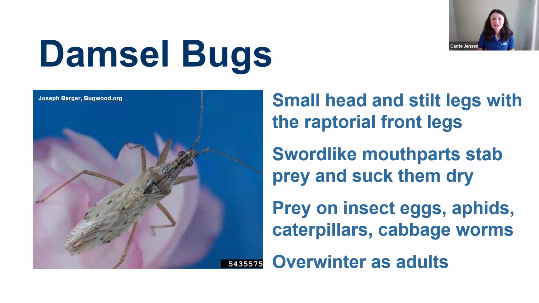Damsel bugs, these guys have that really small head and stilt legs and kind of like little raptor front legs. Sword-like mouth parts that stab their prey and suck them out. They prey on insect eggs, aphids, caterpillars, cabbage worms, and they overwinter as adults.